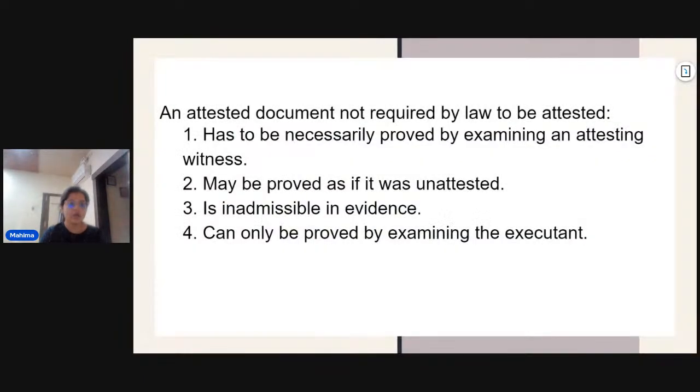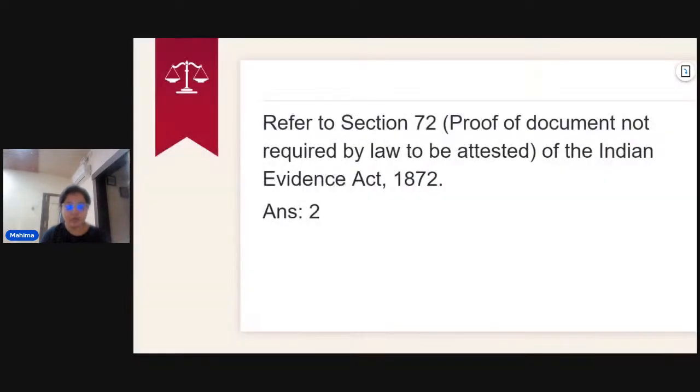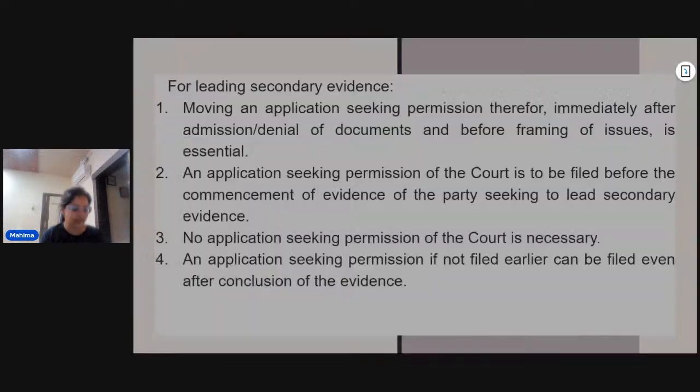Correct. Okay. An attested document not required by law to be attested has to be necessarily proved by examining an attesting witness, may be proved as if it was unattested, is inadmissible in evidence, can only be proved by examining the executant. Okay. May be proved as if it was unattested, and it is mentioned under Section 72 very clearly.